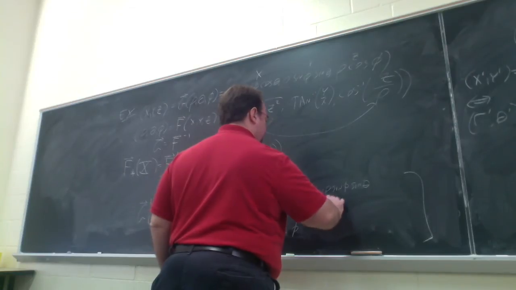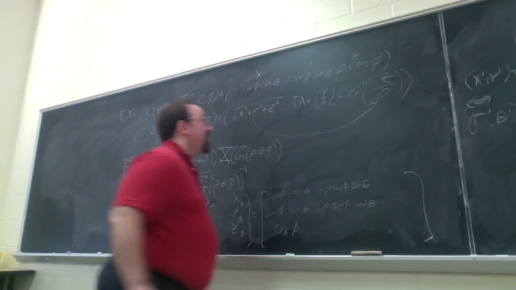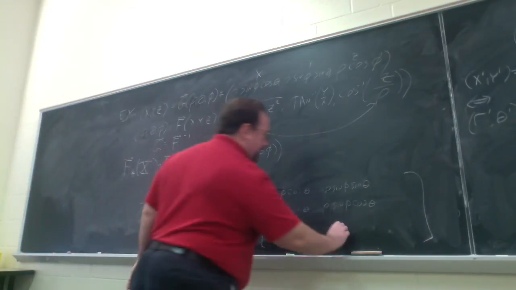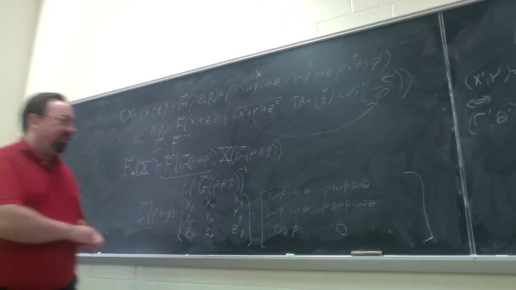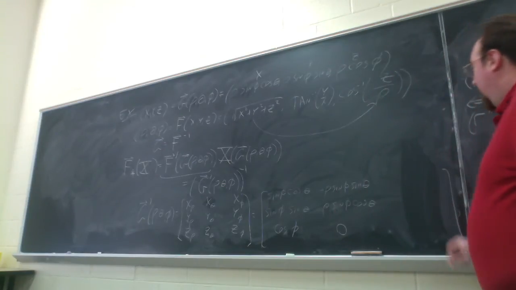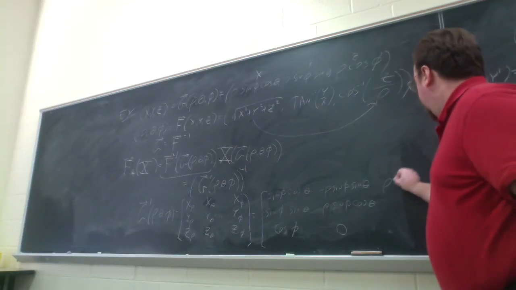Rho sine phi cosine theta. Crap. I didn't leave enough room to write this. Crap. And that's going to be 0. Yeah, because there's no theta at all in z. Yeah, so there's one easy one. Okay. Cosine phi, cosine theta. Theta. All right, phi phi.